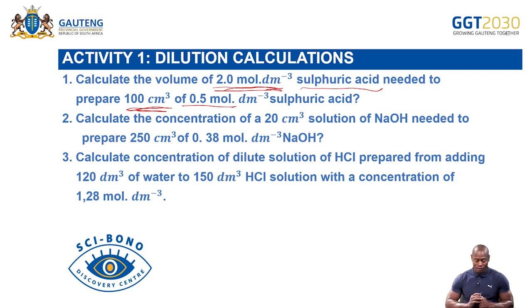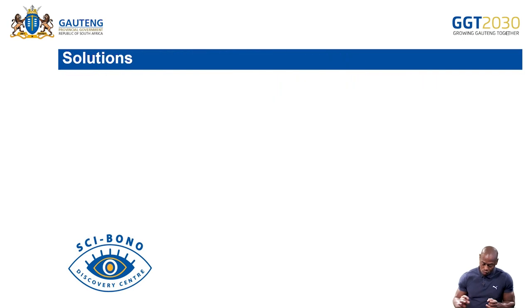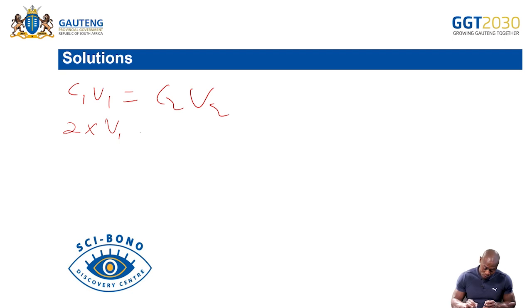Okay, so what are they looking for? They are looking for the initial volume, the volume of the solution before addition of water, or the volume before dilution. All right. So one of the equations that we can use is C1 V1 equals C2 V2, right? So the concentration before dilution is 2. We are looking for the volume before dilution.